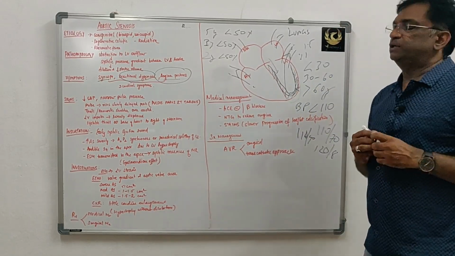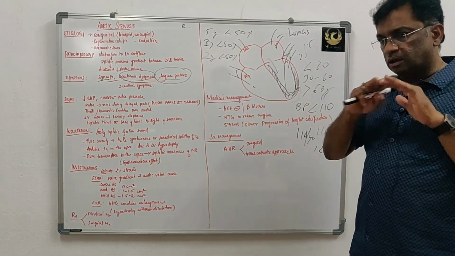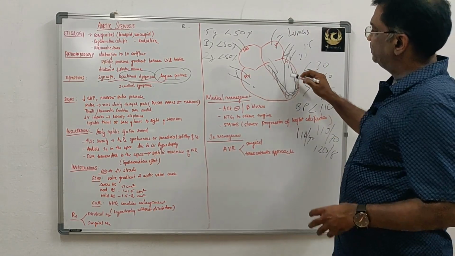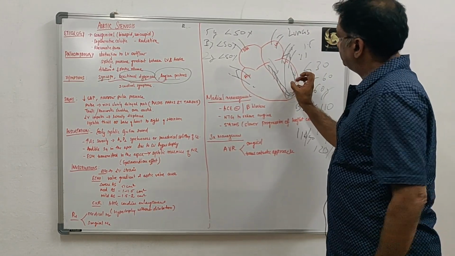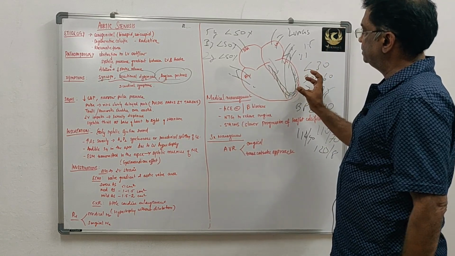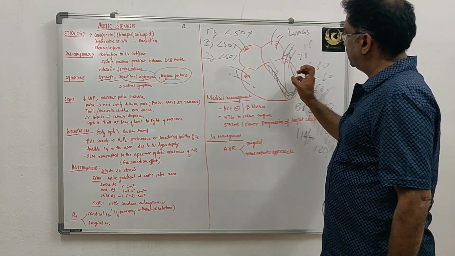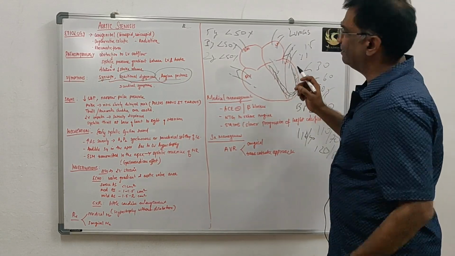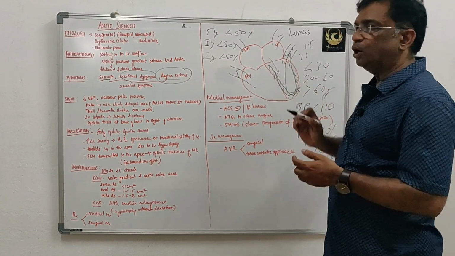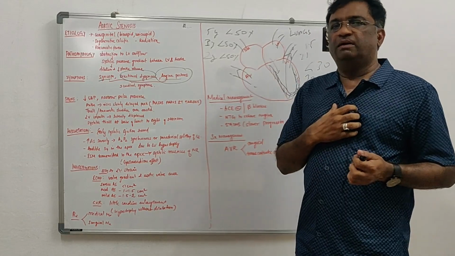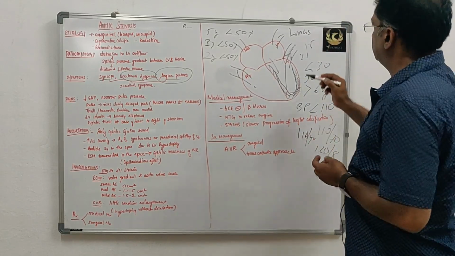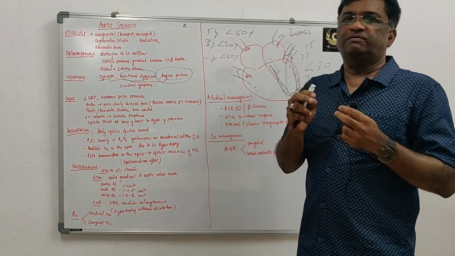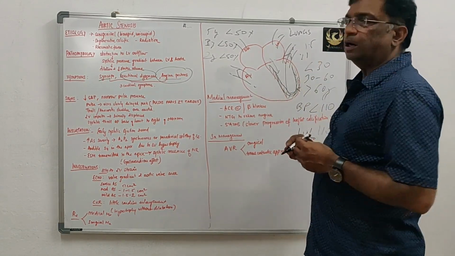Why do you have a crescendo decrescendo murmur, not a holosystolic murmur? Because if you take the cardiac cycle, when the left ventricle contracts in systole, the mitral valve closes, and it will take a few milliseconds for the aortic valve to open because the left ventricular pressure has to overcome the aortic pressure. So it doesn't happen immediately during systole. A few milliseconds after systole, there's opening of the aortic valve.